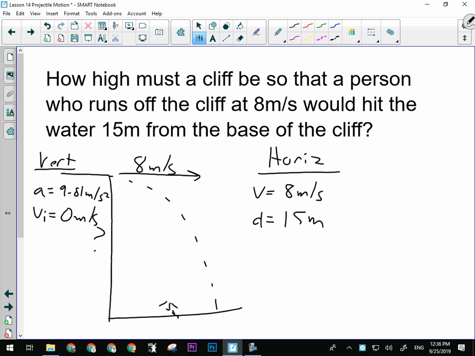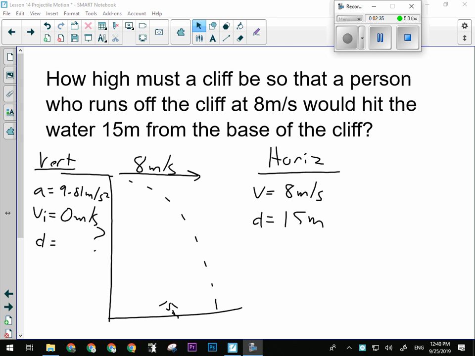Okay, the question wants me to find the vertical distance traveled. That's the height of the cliff. I need one more piece of information to get that. See if you've got a way to find that, maybe using the horizontal information. Because the whole time the person's moving horizontally, they're also falling. So the time is the one thing that is shared by both vertical and horizontal components. All right, I'll give you a couple more minutes, see how you do there.